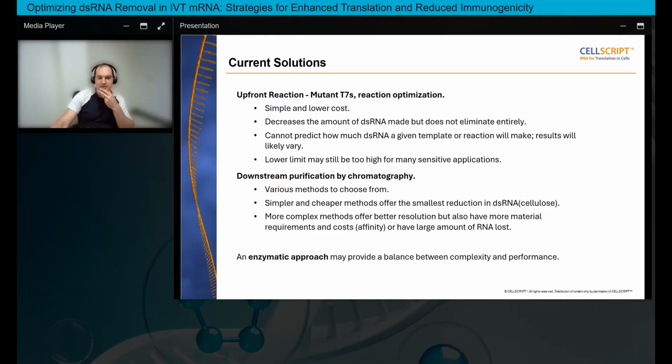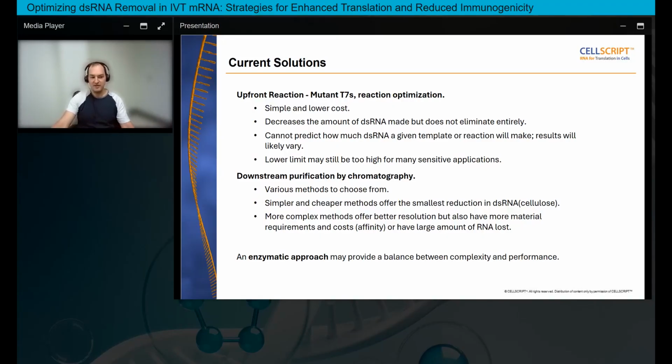And so that's sort of the current industry. The industry says that if you wanted to eliminate double-stranded RNA, you either do an upfront mutational solution or you do a downstream chromatographic solution. And they are nice in their own ways, because if you have a mutant T7, it's simple and low cost. The problem is always getting the mutant T7.